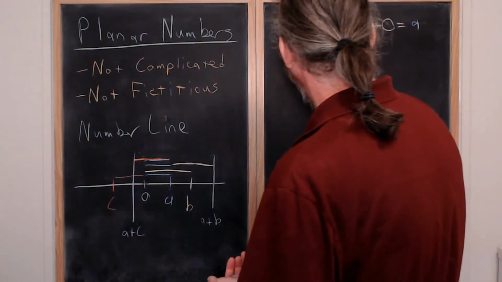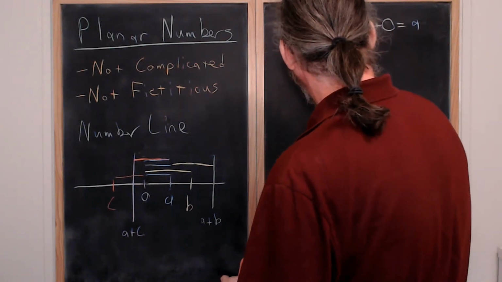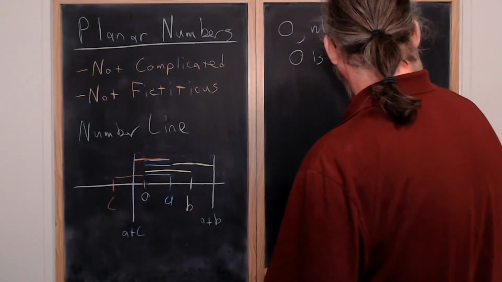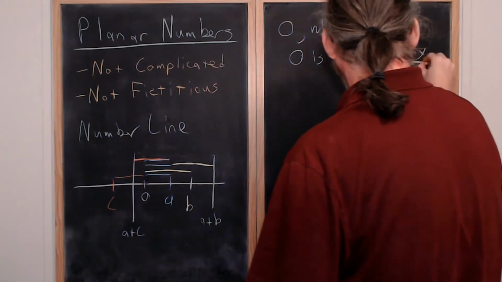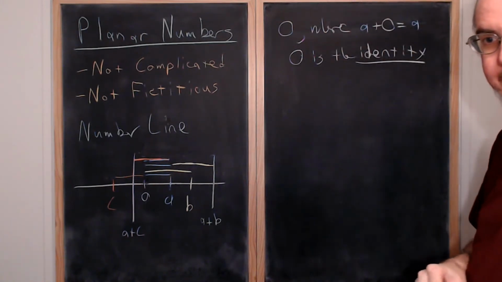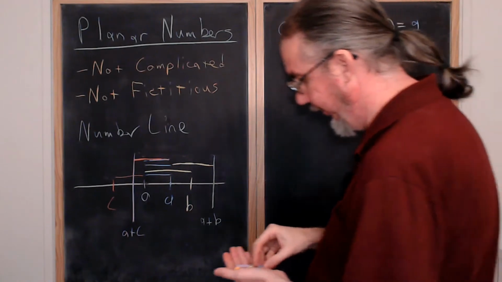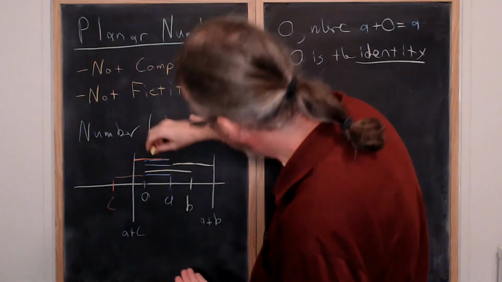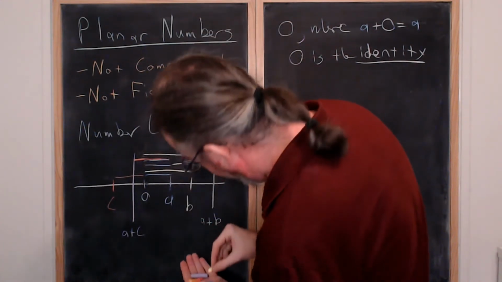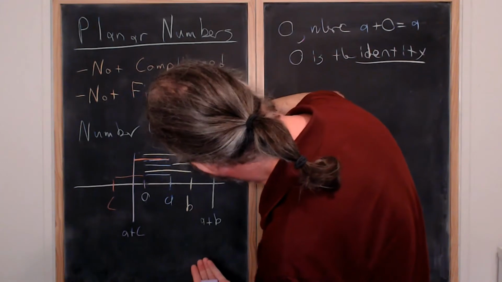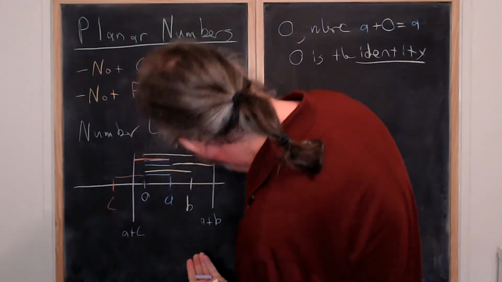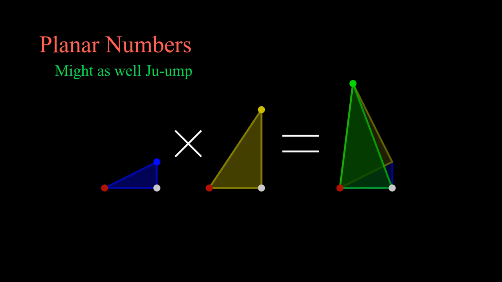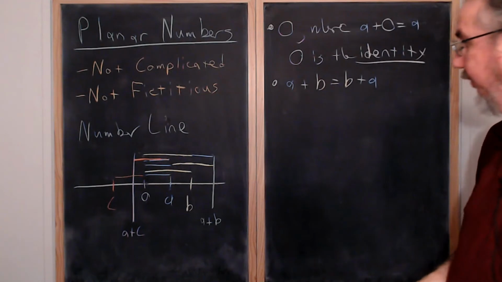This means that 0 is the identity. So this addition has an identity element. Another thing we can notice is that here I did A plus B, where I did A and then added B. I could have taken B and then added A, moved this up here, and we would have gotten to exactly the same spot. So that shows us that A plus B equals B plus A.